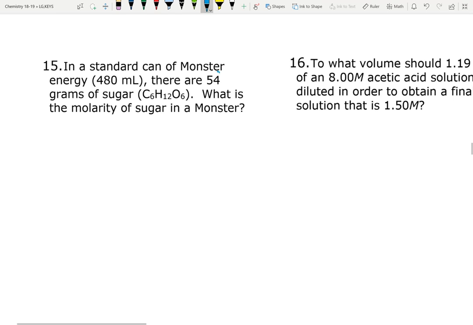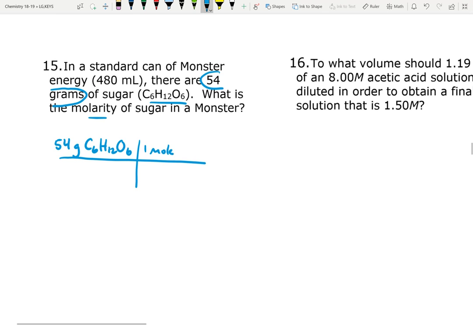So we're going to start with 54 grams of sugar. That's our solute. Hopefully we'd know, of course, sugar is dissolving into the solution as the solute. So 54 grams of sugar, C6H12O6. Hopefully you remember that one from biology. And they want molarity, so we need moles, right? We need moles over liters.